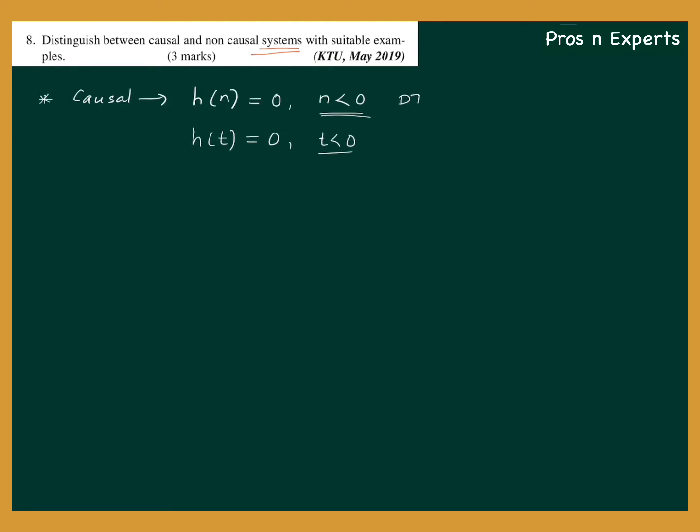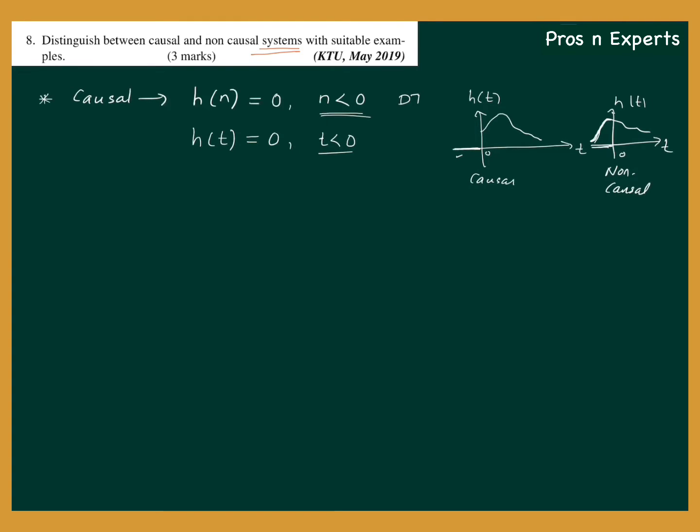For example, I can draw like this. This is h of t versus t. So for a causal system, the impulse response should be like this. It should not contain any amplitudes, that is, the amplitude should be 0 for the negative time axis. Such systems are causal. And if the impulse response is like this, if this is h of t, now this impulse response has amplitudes for the negative t axis, so the system is non-causal. This is the essence of the answer.